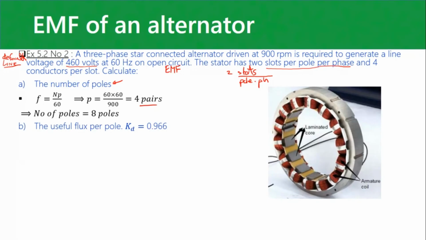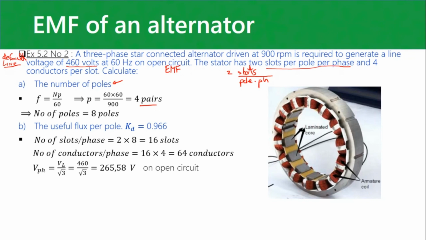So the useful flux per pole is, okay, that's a flux symbol. They're never going to get you to calculate KD in N5, only in N6. So they'll always give you KD. They haven't given us a pitch factor. If they say full pitch coils, or if they leave it out, KP equals 1.